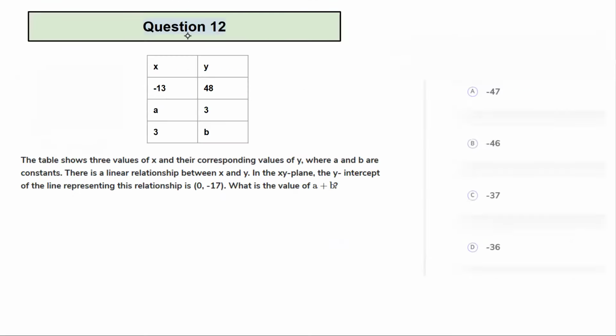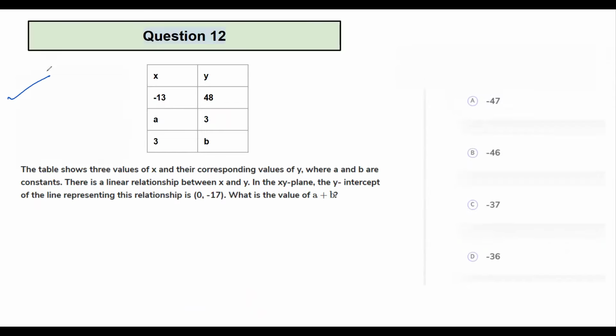Question 12. You are given a table and what does it tell you? The table shows 3 values of x and their corresponding values of y, where a and b are constants. Where are a and b? Oh, here. A and b. This is the linear relationship between x and y in the plane. The y-intercept of the line representing this relationship is... okay.